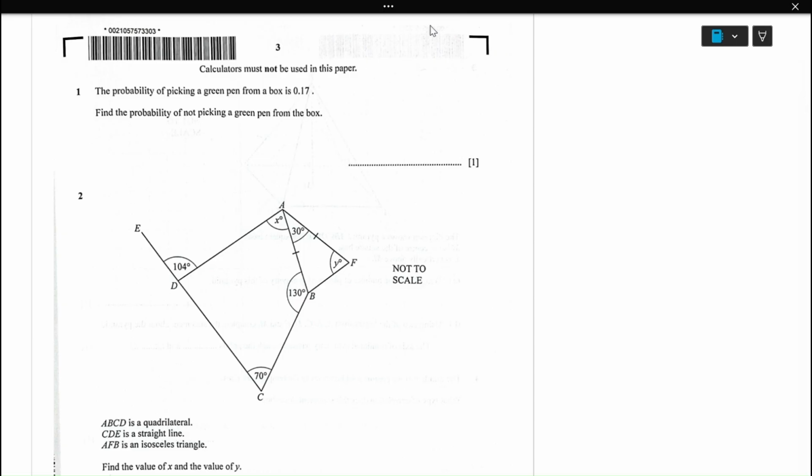The probability of picking a green pen from a box is 0.17. The question is the probability of not picking a green pen. The total probability is always 1, so 1 minus 0.17 is 0.83. So the answer is 0.83.